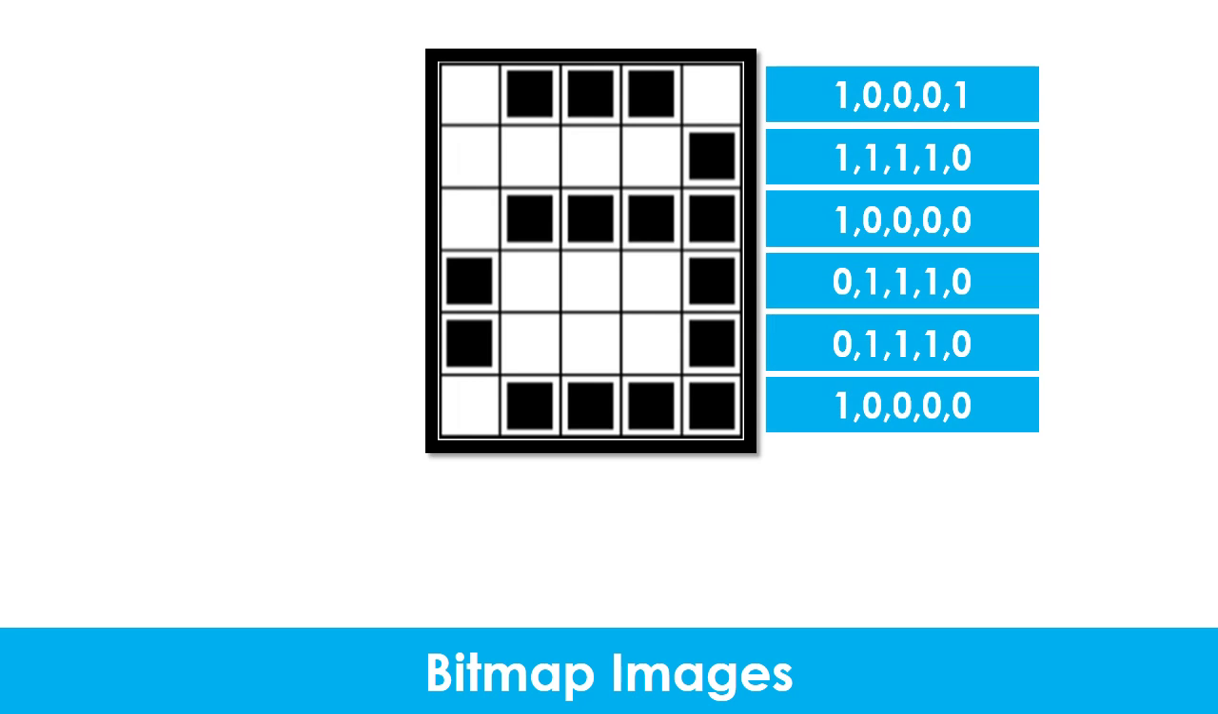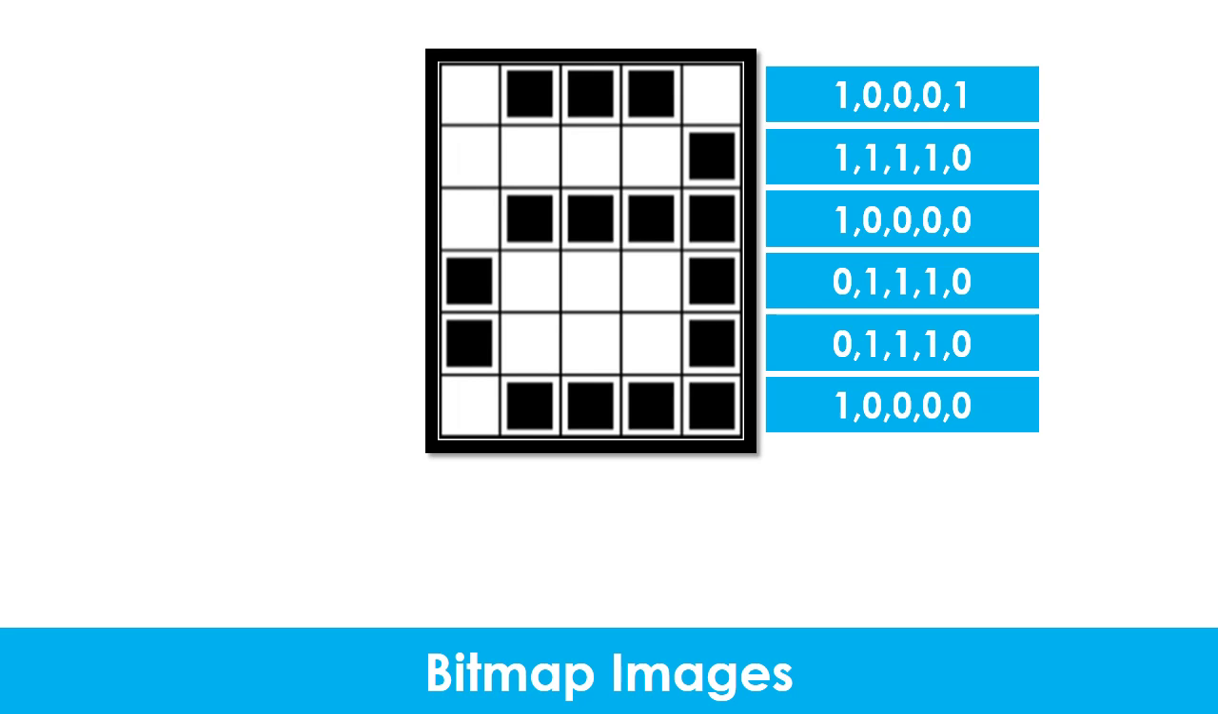Computers represent images using a grid of squares called pixels. A pixel is the smallest unit in a graphic image. A binary code is used to represent the colour of each pixel. In this simple black and white image, a 1 is used to represent a white pixel and a 0 is used to represent a black pixel.